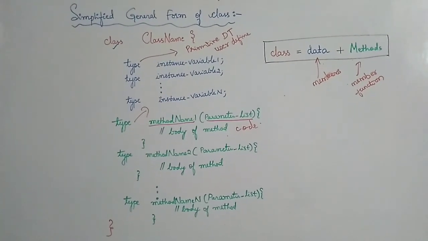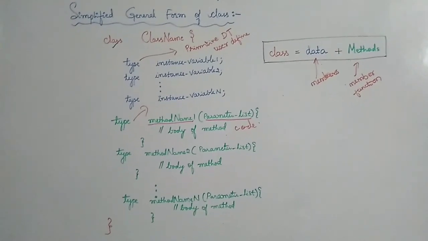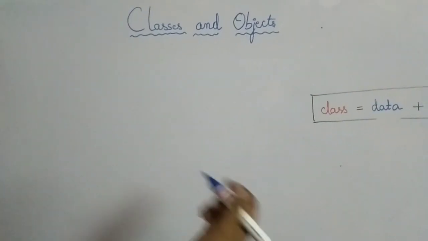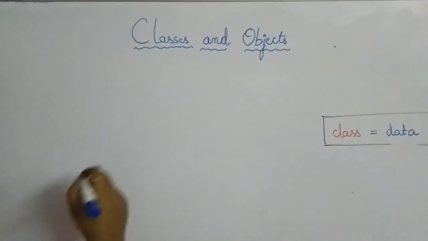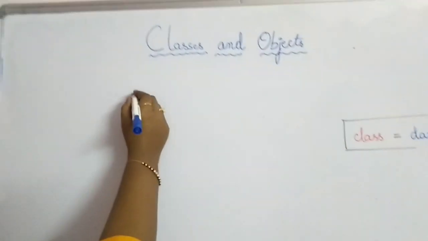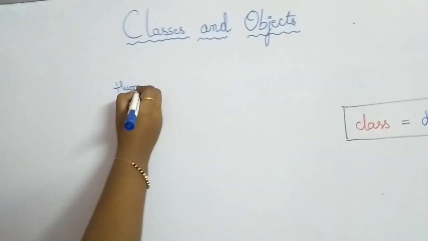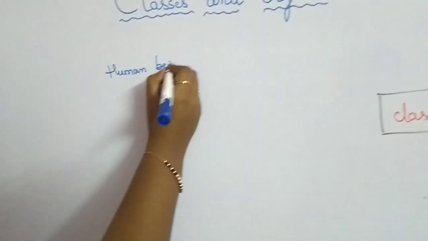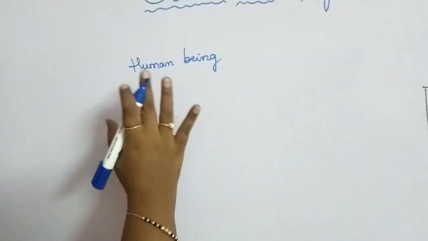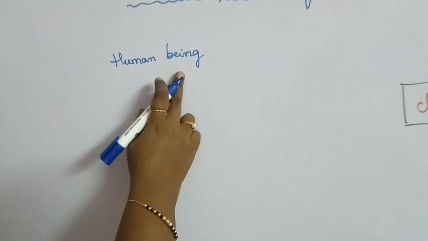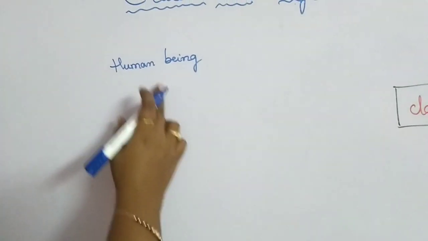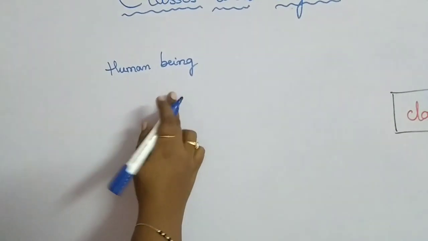Let us take an example and try to construct a class. Before constructing the class, let us take any real world object, for example, a human being. Just forget about the class. We'll try to construct it from this real world object. So human being. What are the features of the human being?